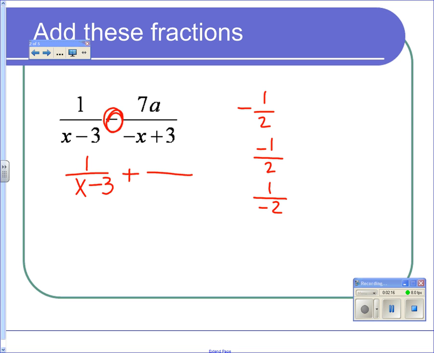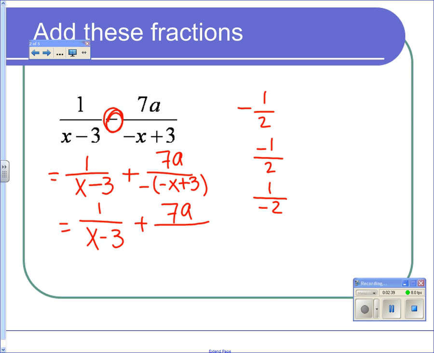So, can I take that negative and put it with either the numerator or the denominator? Should I put it with the numerator or the denominator? Why the denominator? Does that make sense? What is our new denominator? X minus 3. Do you see how that works?